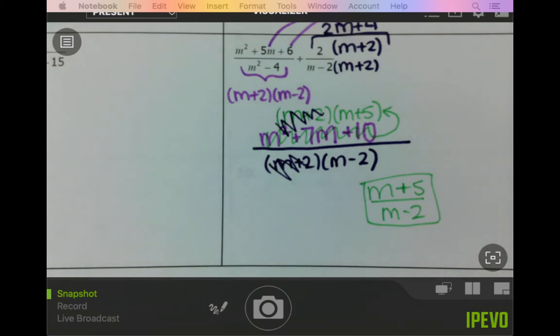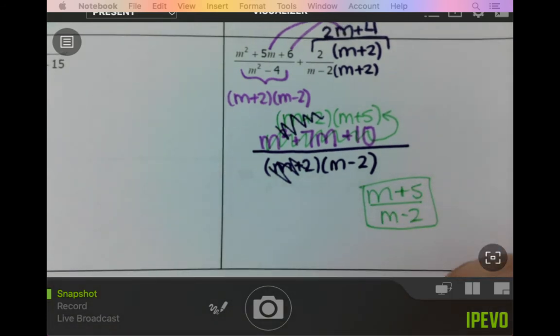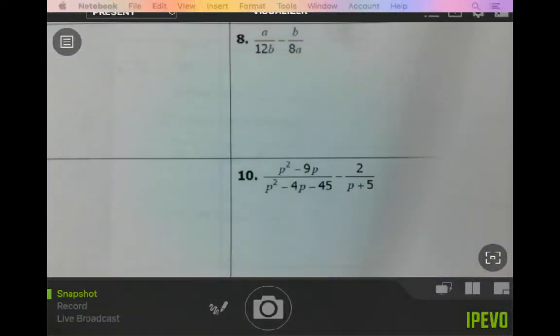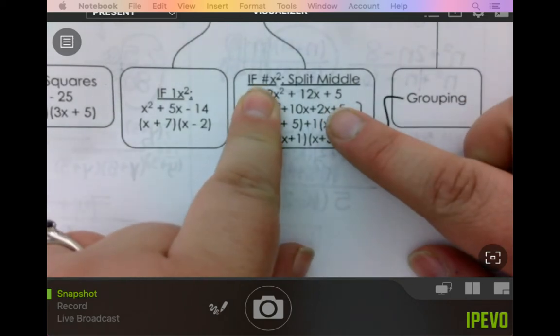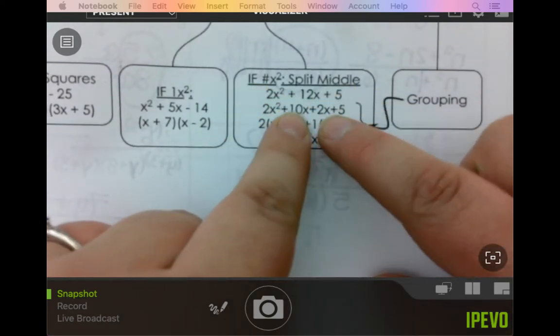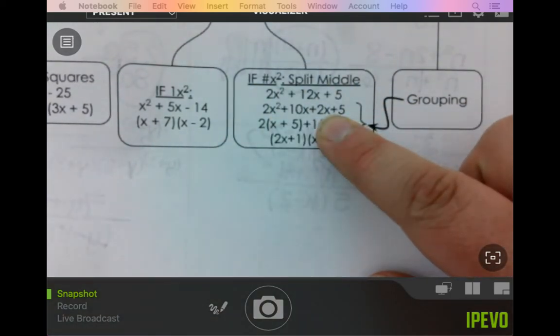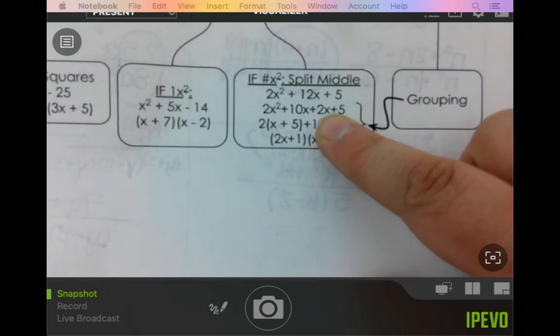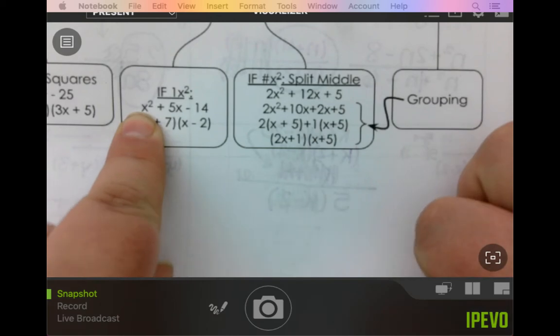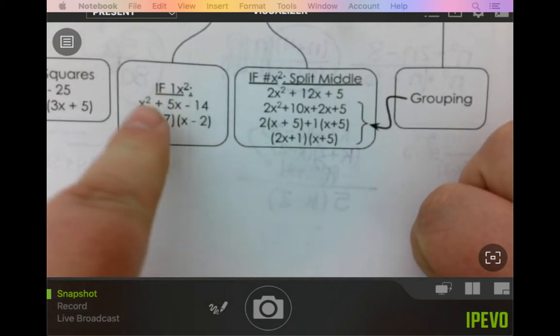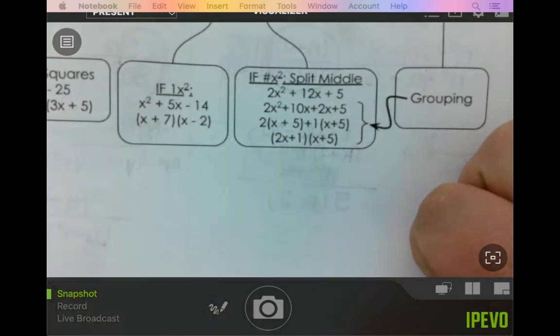Okay. And the reason why I wanted to do 14 is because it is one of our factoring problems that looks like this, where you have a number in front of x squared, so what you have to do is split up the middle. This is a very specific type of factoring that only happens in this case. Otherwise, if there's not a number in front, that's what I've just been doing, where you find two numbers that multiply to the last and add to the middle.